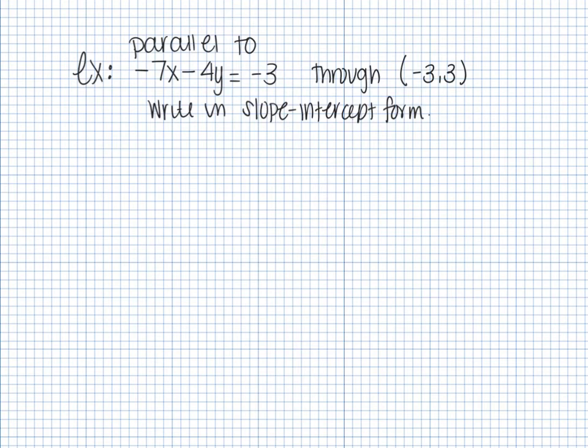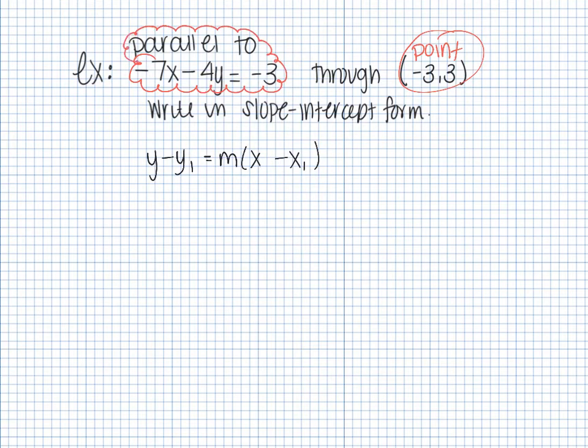So here's our first example. Parallel, I want to find a line that's parallel to negative 7x minus 4y equals negative 3 through the point negative 3, 3, in slope-intercept form. So I'm going to go through point slope, which is this equation. So with point slope, I need a point and a slope. Well, I have a point. Here's my point. I do not have a slope though. So I'm going to take this equation and pull the slope out of it because it said that my line is parallel to that line.